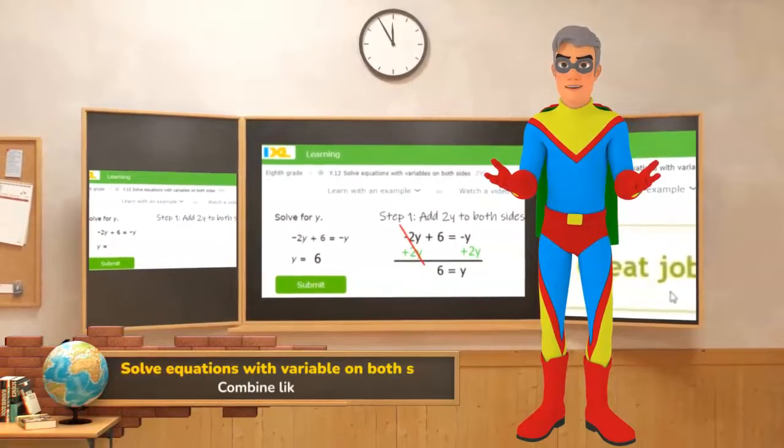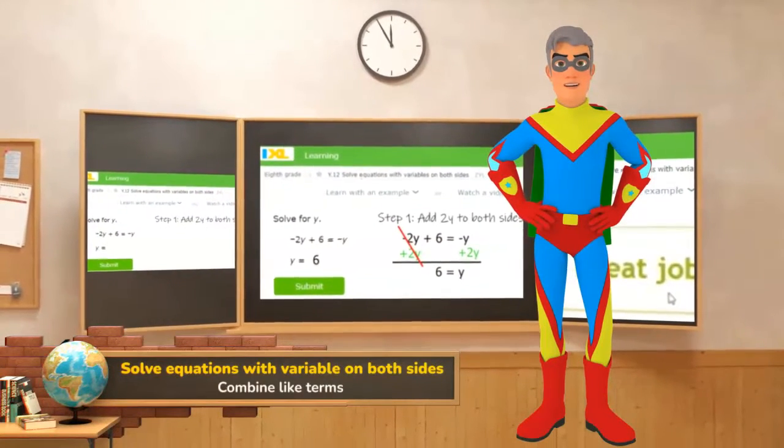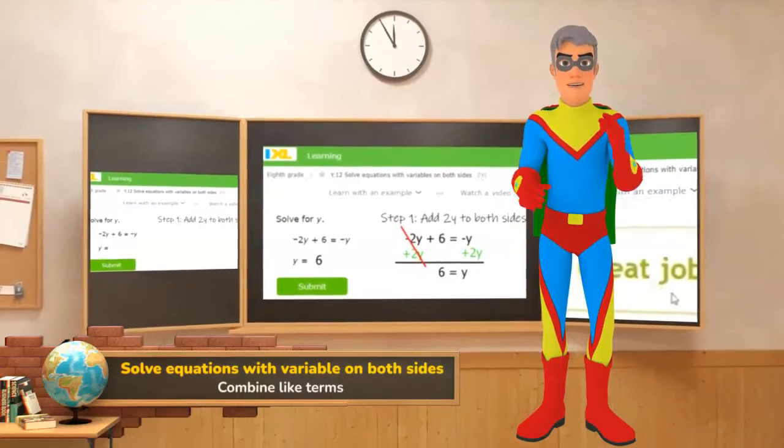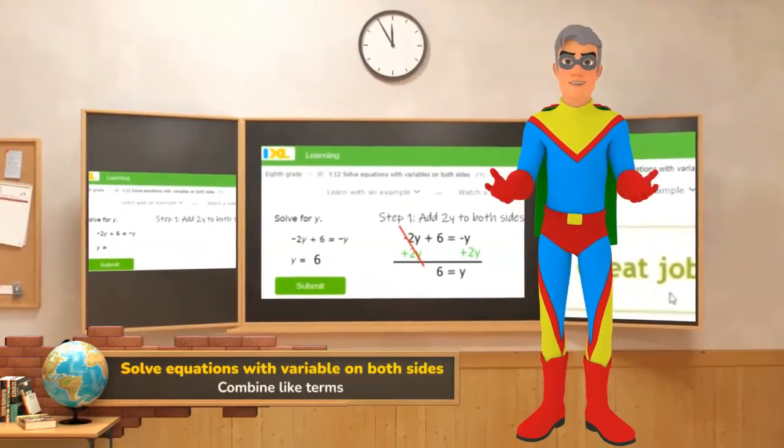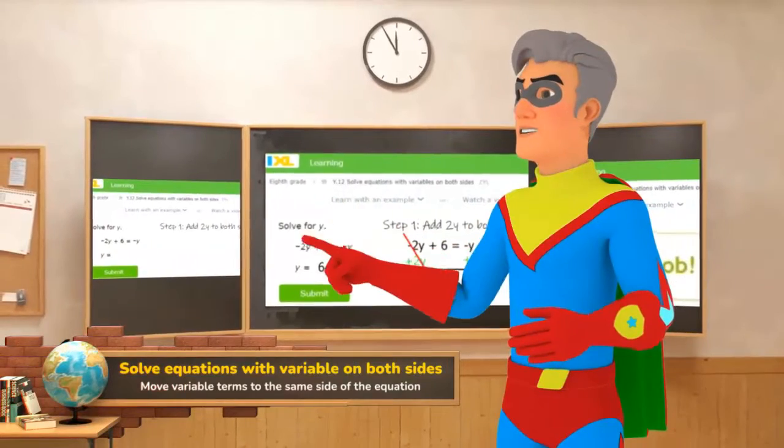Mr. Nate here. Today's lesson is IXL Math 8.Y.12. Solve equations with variables on both sides. Once we're done here, we can get an IXL group jam ready. Make sure everybody's on the same page. Let's get started. Solve for y.